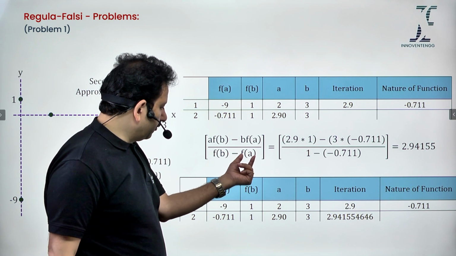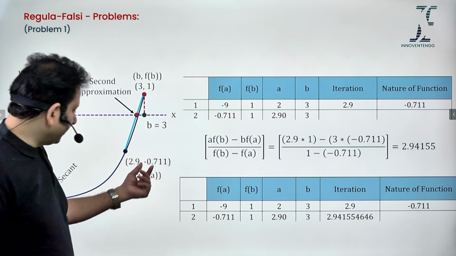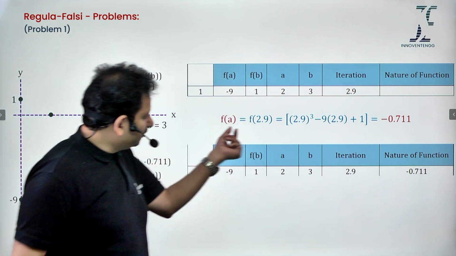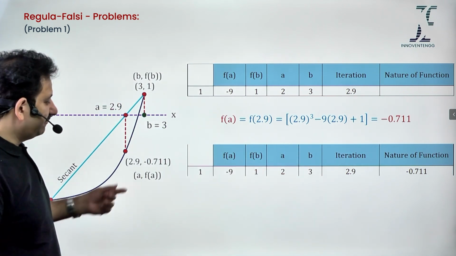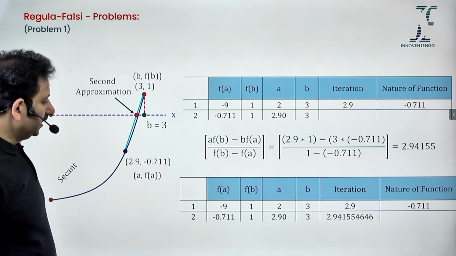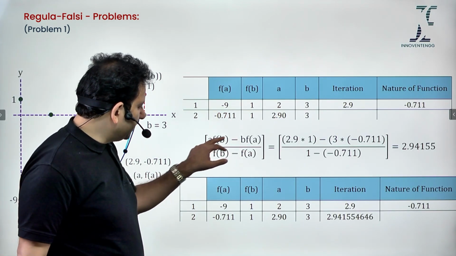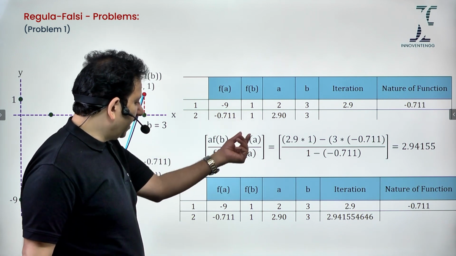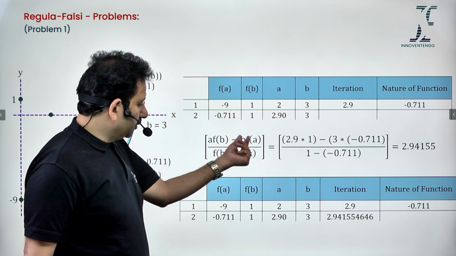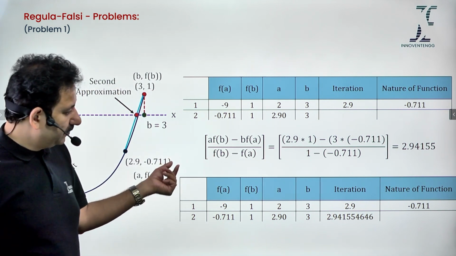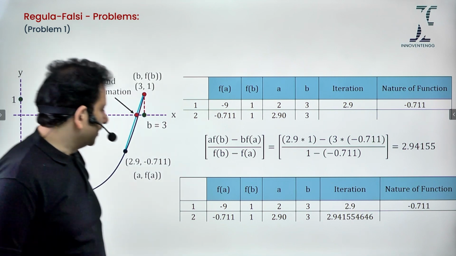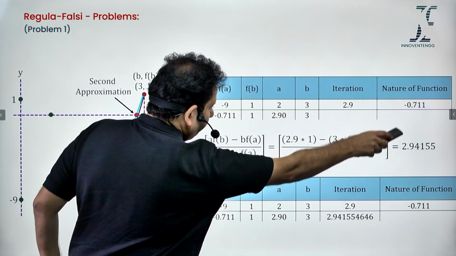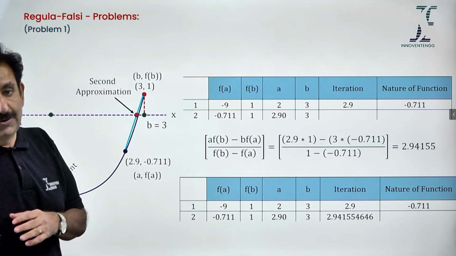I require the value of function a, and that we have calculated previously, because you can see the moment you get 2.9, substitute that in the original function and get the value of the function, which is negative, of course. You also know that the value of b and value of function b is fixed, and therefore if you know the value of a and the new value of a, you will be able to calculate your second approximation, and that is 2.94155. You have almost moved to the root, right?